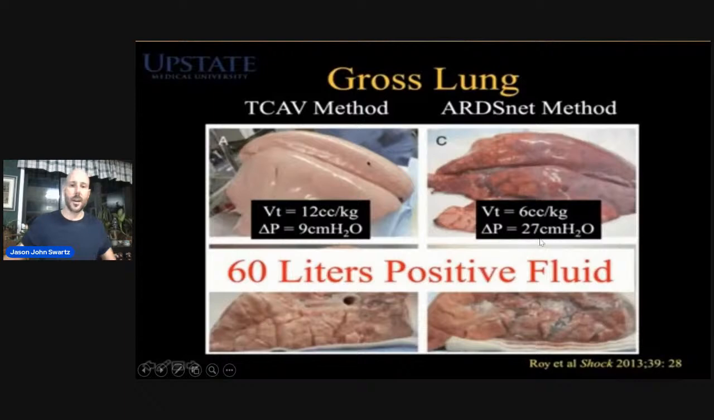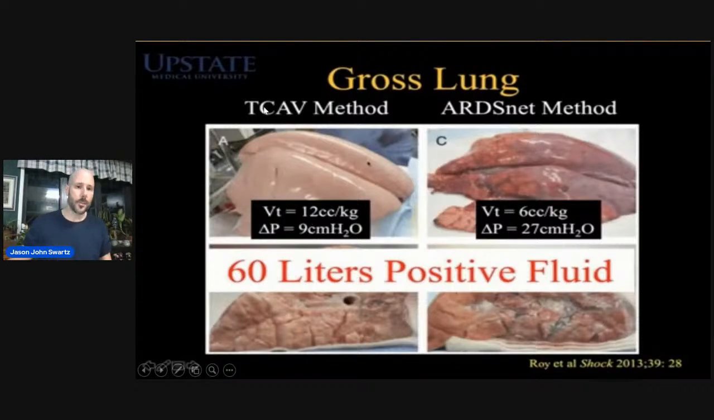So we have the traditional ARDSNet method with 6 cc's per kilogram, and this is a pig lung. It had a delta P of 27. So low tidal volumes, very big pressure swings. This pig was 60 liters positive fluid. And we see the lung here at the end is shed. With the time-controlled adaptive ventilation, we have the tidal volume that is double. So we would say, wow, those volumes are too large.